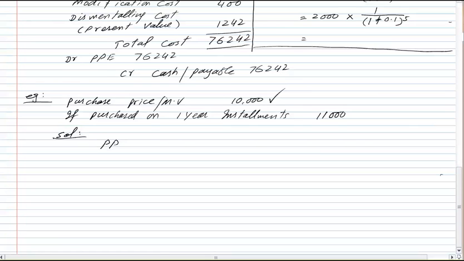So debit would be property, plant and equipment at £10,000. Debit would be interest expense, £1,000, and credit would be payable liability, £11,000. So the extra payment which we are going to pay as a result of the extended credit period will be recorded as an expense.